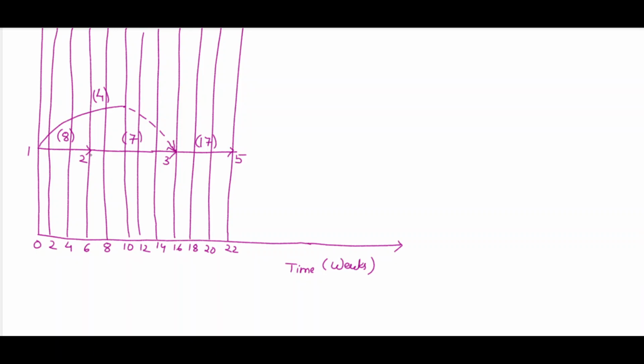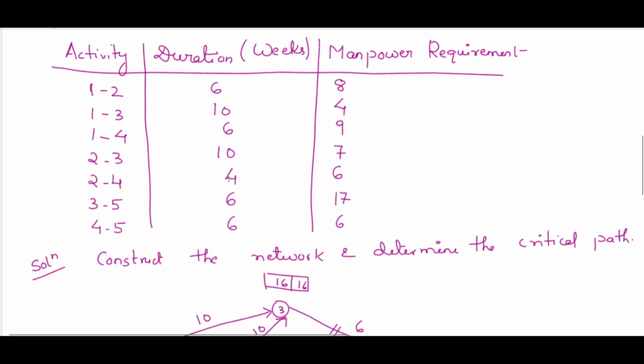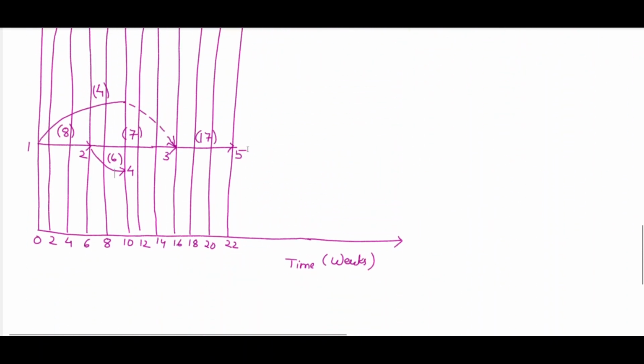Means 6 to 10. So here let's say it is our fourth node, having time equal to 4 weeks, and manpower requirement for 2 4 is 6. Let's check it. For 2 4 duration is 4 weeks and manpower 6. Now I'll go to 1 4. 1 4 is a 6 week activity.